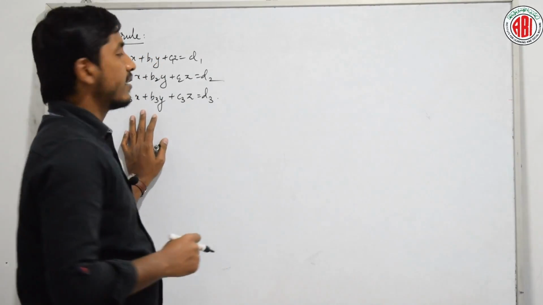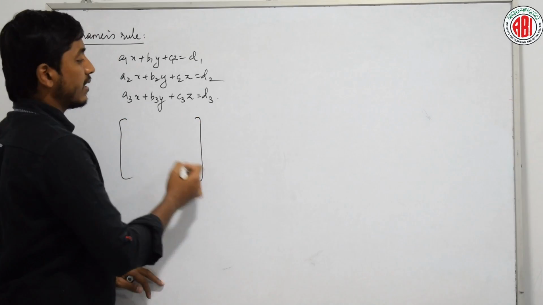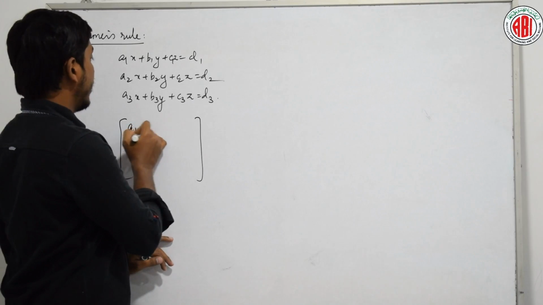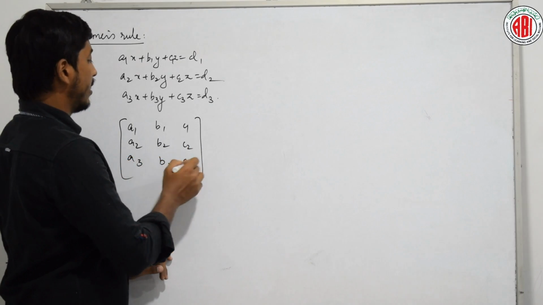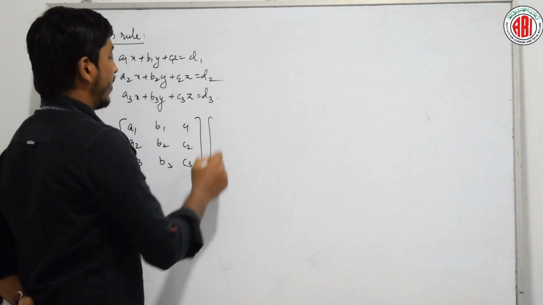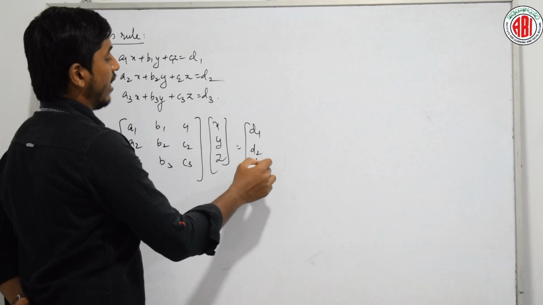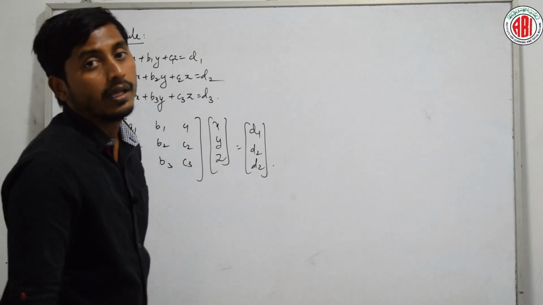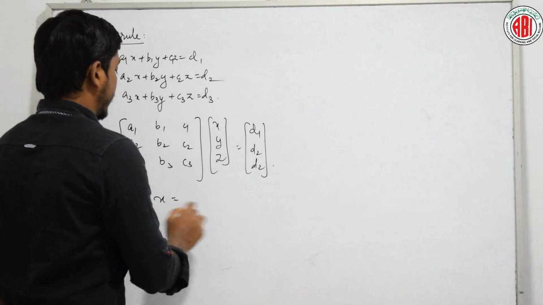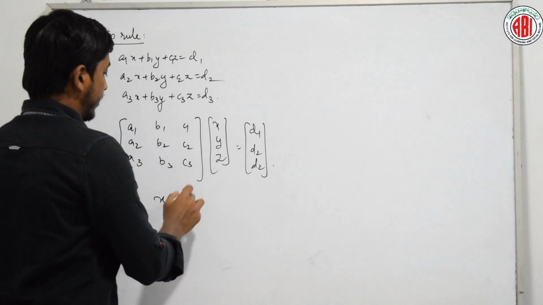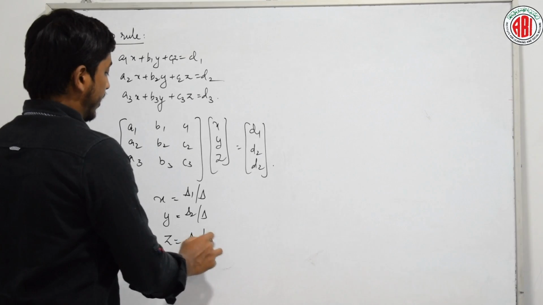Just check here. This can be written in the matrix form. How do we write? We write first a coefficient matrix, that is a1, b1, c1, a2, b2, c2, a3, b3 and c3. And next we will write a variable matrix x, y, z, and the next constant matrix d1, d2, d3. Okay. Then how do we find the values? We find the values of x, y, z as x equals delta 1 by delta, y equals delta 2 by delta, z equals delta 3 by delta.